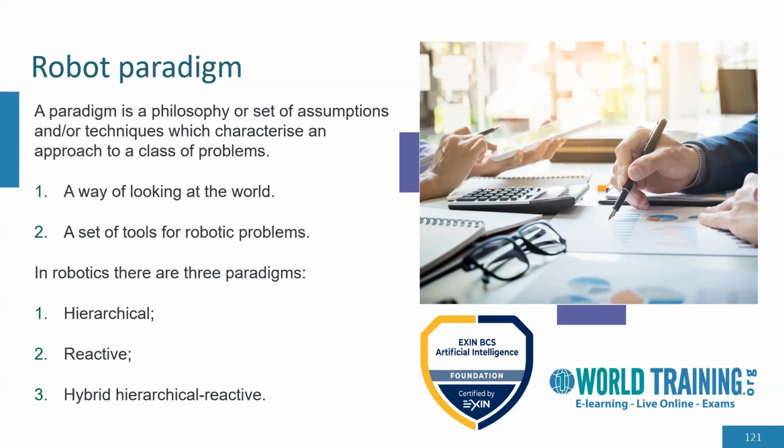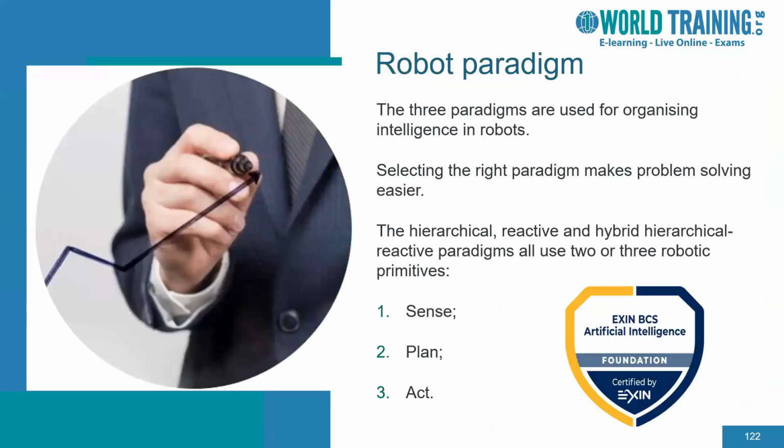There are three main types of robotic paradigms. We will look into these three in detail in subsequent slides. They are the hierarchical paradigm, the reactive paradigm, and the hybrid hierarchical reactive paradigm. These are the three main robotic paradigms which are prevalently used. And as we discussed, a paradigm is a set of philosophies, assumptions or techniques which help you to characterize your approach to a given class of problems. So let's go deeper into the robotic paradigms.